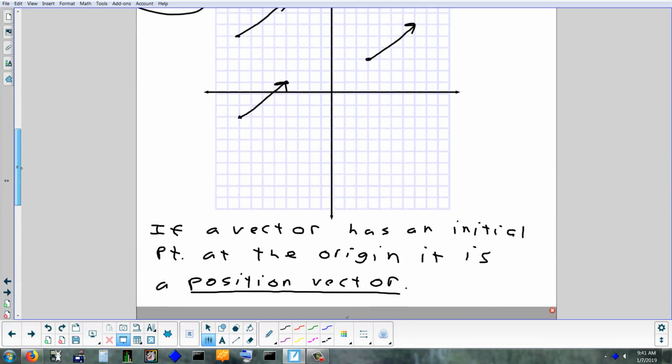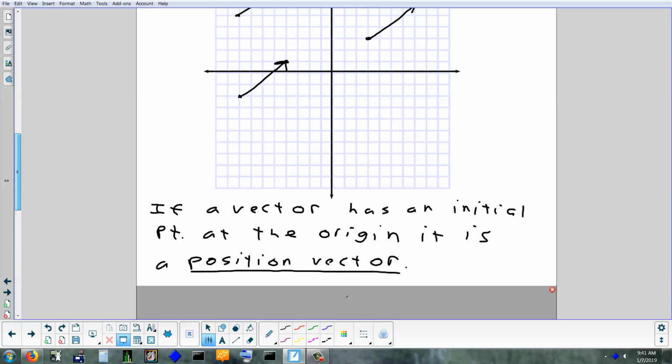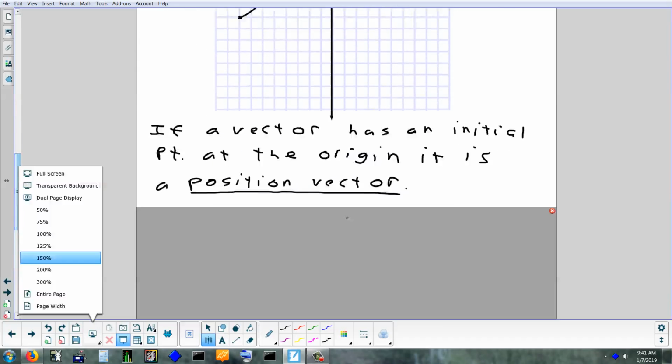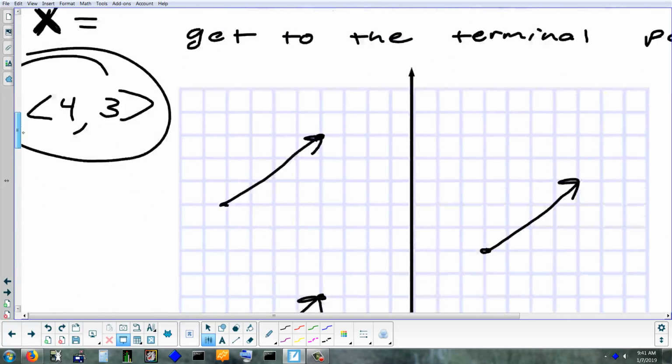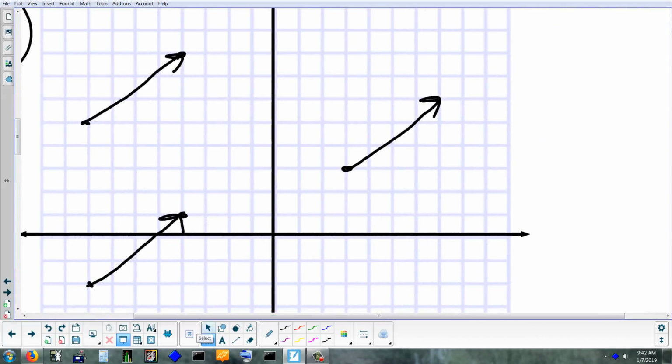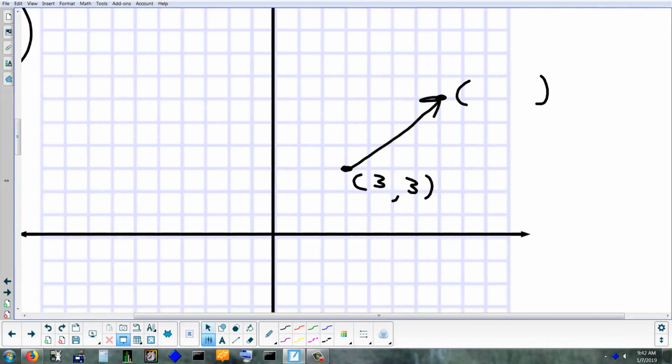So let's look at the one that's in quadrant 1. That's the easiest one to look at. Let's make it bigger so we can see it. Just focus on what's in quadrant 1. What's the coordinate of this point? (3, 3.) Yep. And what about the coordinate of that point? (7, 6.) Let's see. 1, 2, 3, 4, 5, 6, 7, and then 1, 2, 3, 4, 5, 6. Yep.